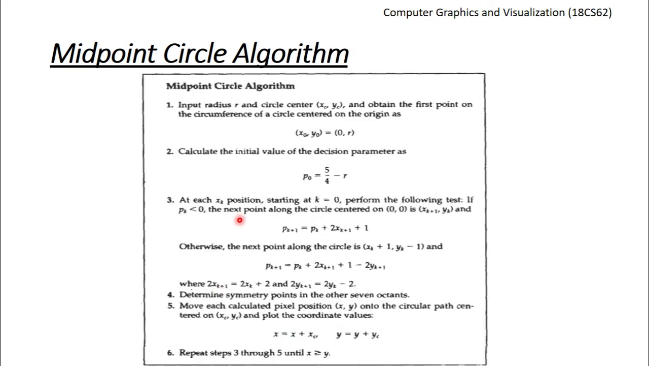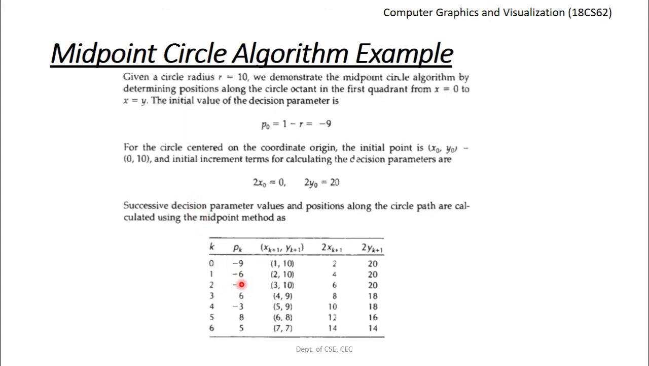Again repeat the same step. Check if p2 is negative. It is negative because it was minus 1. So increment the value of x by 1. From 2 we are going to increment it to 3 and retain the value of y as it is. So y did not change for these 3 decision parameters, whereas the value of x incremented thrice here. So again compute the value of 2xk plus 1, which is 6, 2yk plus 1, which is 20.